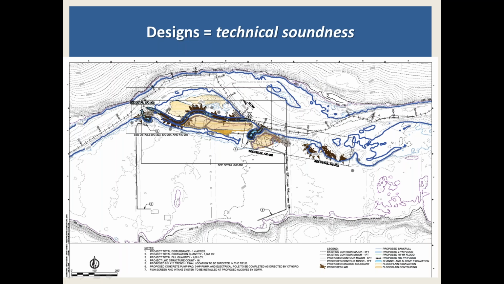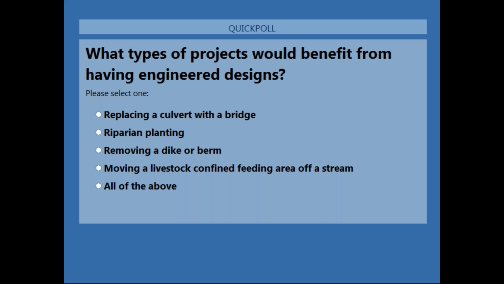Although not defined by rule, another element of determining technical soundness is providing designs with the application. Designs will influence technical review as different sections of the application are scrutinized, including the budget, ecological benefits, applicability to the site, permitting considerations, and determining whether the project is shovel-ready. Now we're going to have the poll. So looking at these project types, which ones would benefit from having engineered designs?